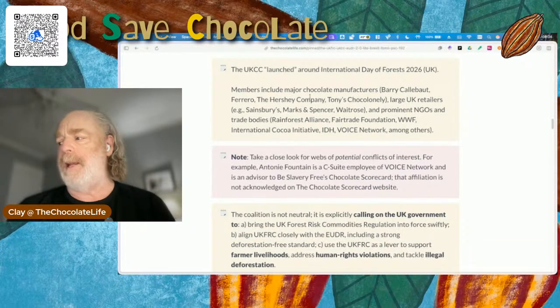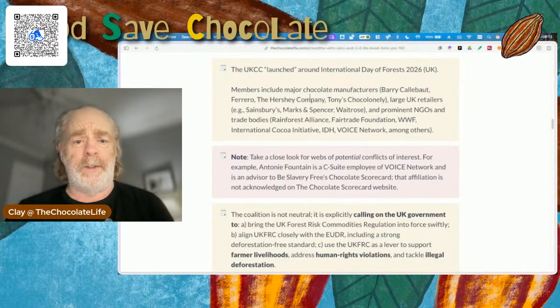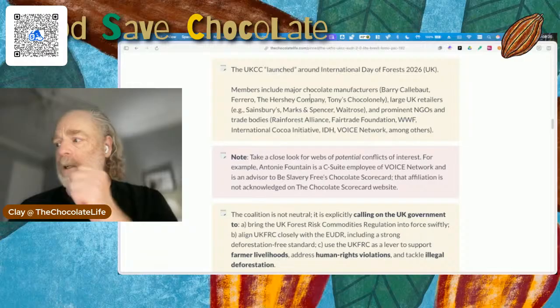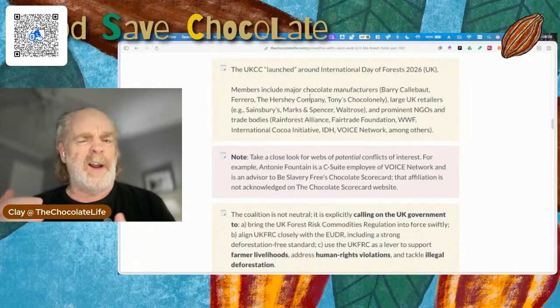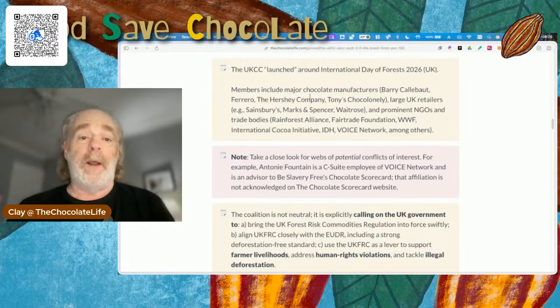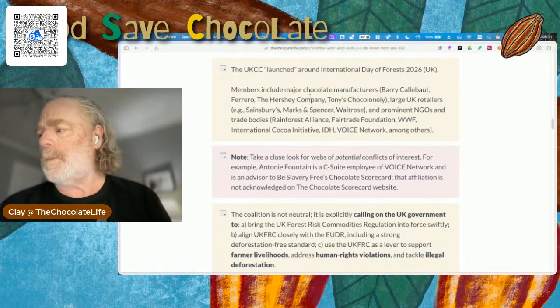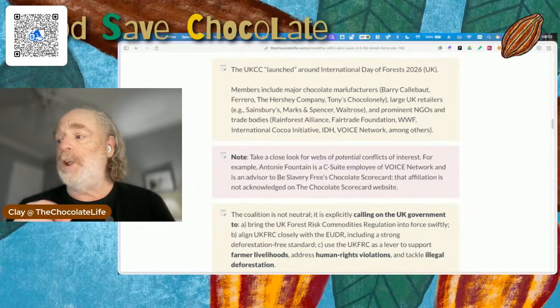Members include major chocolate manufacturers: Barry Callebaut, Ferrero, the Hershey Company, Tony's Chocolonely. I think Tony's Chocolonely is misidentified here. They're not a chocolate manufacturer. Barry Callebaut manufactures the chocolate for them. Tony's Chocolonely takes the chocolate and makes the bars. In that sense they are a manufacturer, but not a chocolate manufacturer; primarily a marketing company, in my opinion. So there's one group of people, a couple of major chocolate manufacturers.